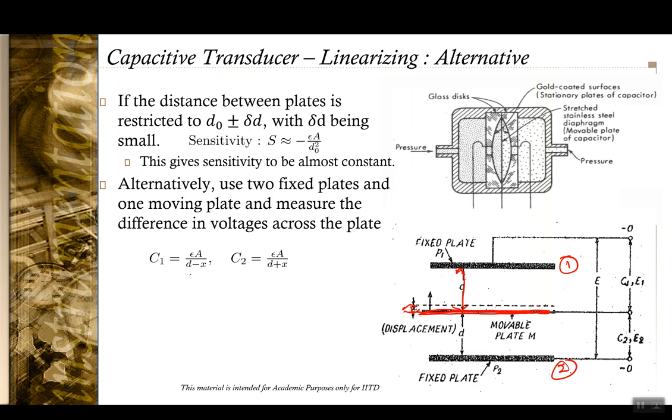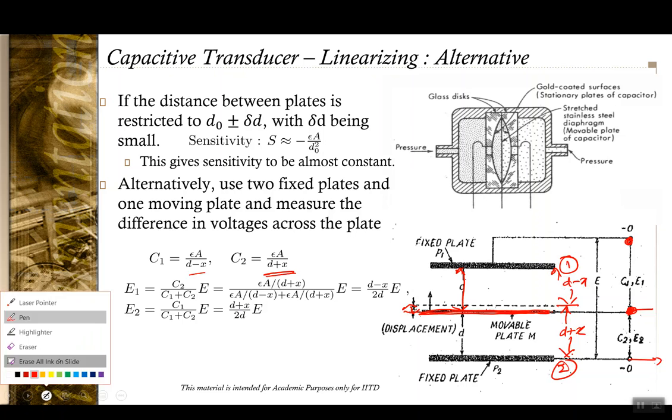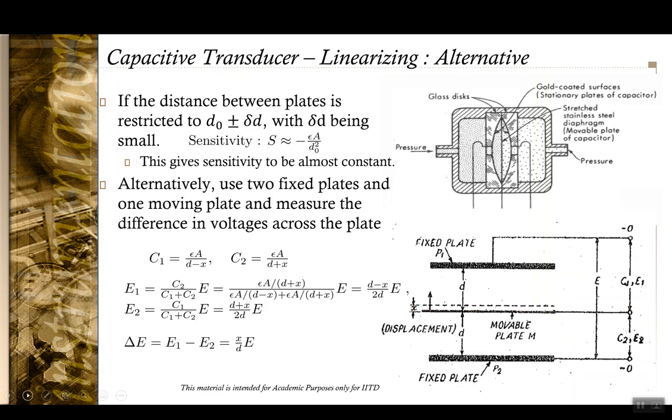So C1 is epsilon A over D minus X, and this distance becomes D plus X. This distance is D minus X. So C2 is like this, and then we can find that the potential between these two plates is C2 by C1 plus C2 times the total potential. So that is D minus X by 2D, and similarly the potential between these two plates is given by D plus X by 2D. Now if you look into the difference in the potential between these E1 and E2, then you would see that it is X by D times E.